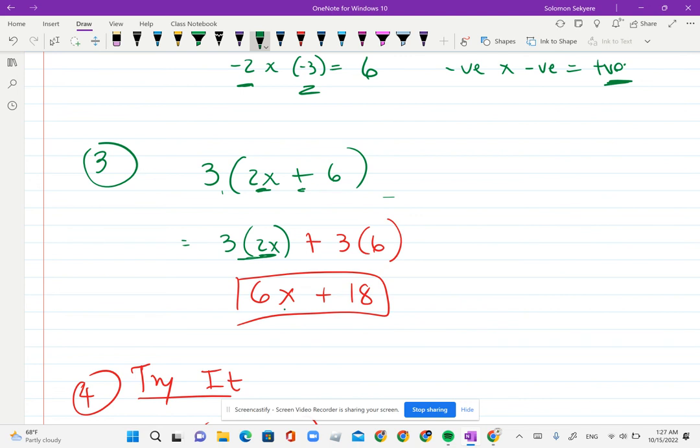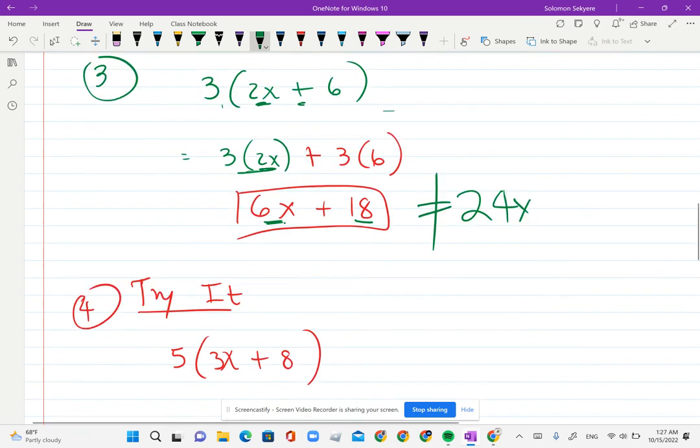This is not an equation. This is just an expression, so don't try solving for anything. And then 6x and 18 are not like terms, so don't do anything. Don't say this is 24x. It's not true. Leave it like this. Okay, try this.